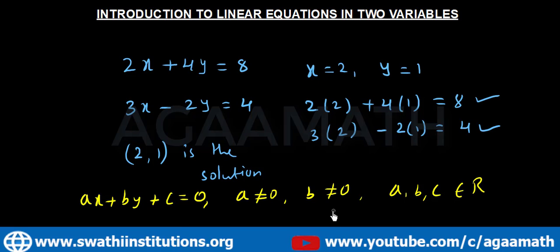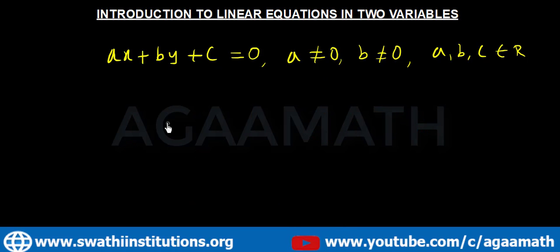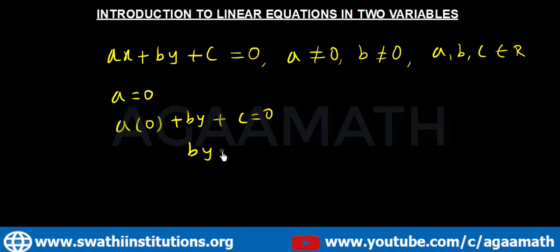Why is a not equal to 0 and why is b not equal to 0? Let us see why. Let us assume that a equals 0. So if a equals 0, then a times 0 plus by plus c equals 0 becomes by plus c equals 0. This is nothing but a linear equation in one variable, not a linear equation in two variables.